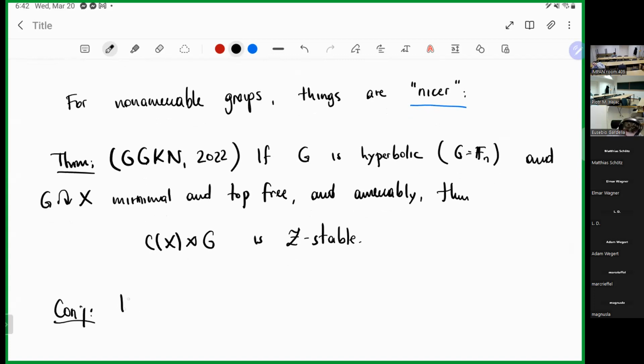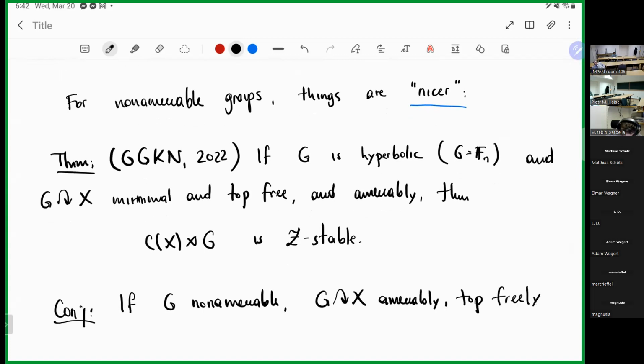So if G is non-amenable, G acts on X amenably, topologically freely, and minimally, then the cross product ought to be Z-stable.